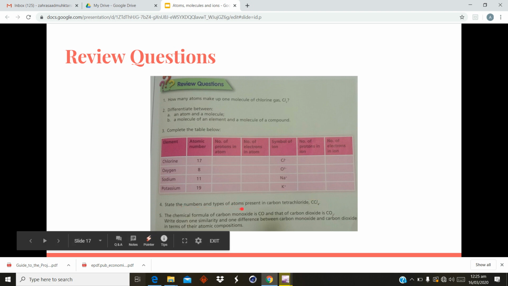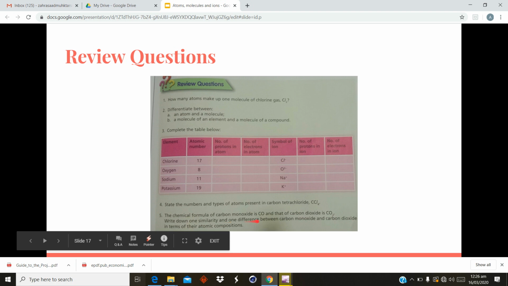State the number and types of atoms present in carbon tetrachloride. So tetra means 4, and the chemical symbol for chlorine or chloride is basically Cl. So we have two types of atoms, carbon and chlorine, and the number is that carbon is only going to come once, whereas chlorine is going to come 4 times.